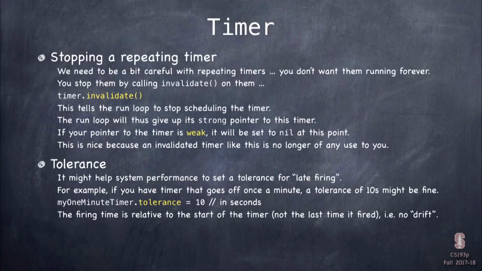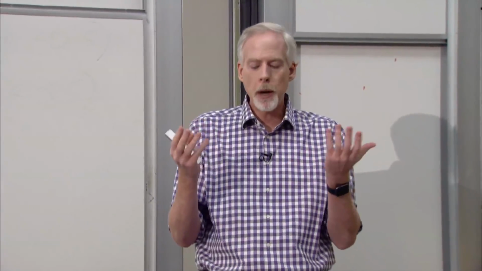By the way, these timers, even if you have tolerance 0, don't run right on the microsecond of when you specify. These are not microsecond level timers. In practice, they're probably accurate to a 10th or 100th of a second very reliably, but these are not for real-time animation or something like that.